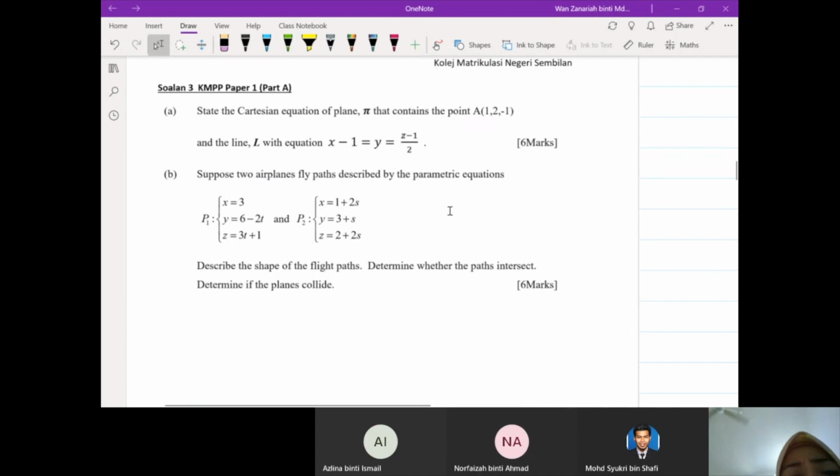Okay, this is also the most asked question by the students. Okay, vector. State the Cartesian equation of plane pi that contains the point A (1, 2, -1) and the line L with equation x minus 1 equals y equals z minus 1 over 2.